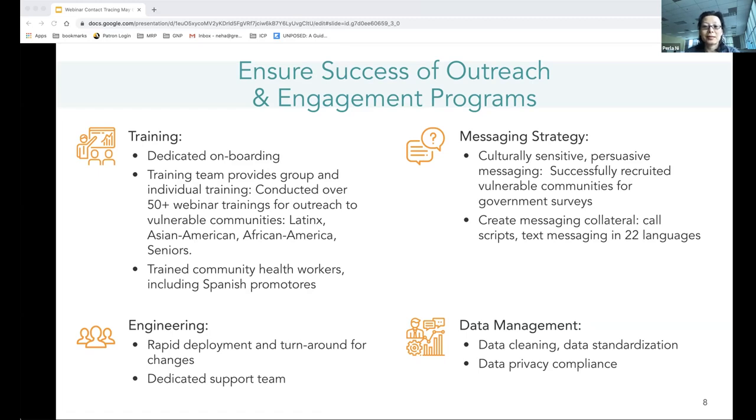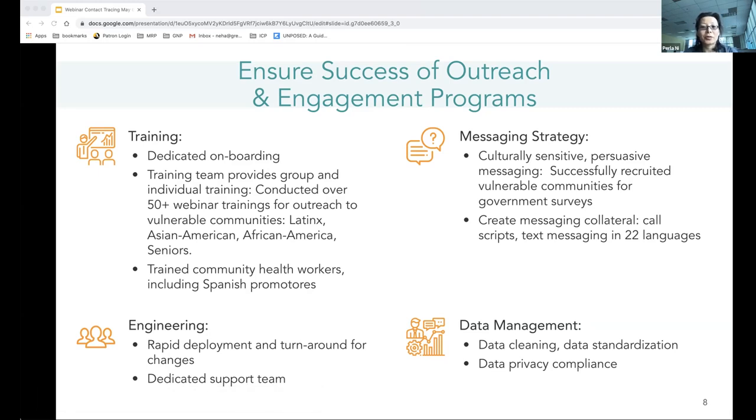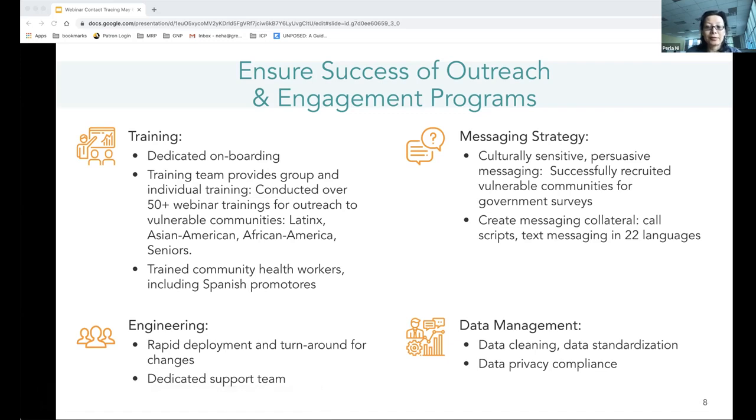Messaging, we understand the importance of messaging, especially in times like this. Creating messaging collateral, creating culturally sensitive, persuasive messaging to encourage populations to participate. And then our engineering is really focused on providing very rapid, responsive engineering to you, so that if you need changes to your system, it doesn't take weeks or months, it takes hours or 1 or 2 days.